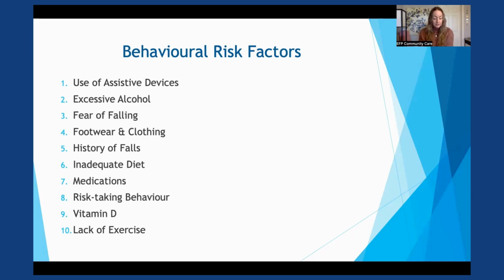Inadequate diet, or sorry, history of falls. So consider behavioral risk when one chooses not to seek out info or take action. So if you have a history of falls and you don't tell anyone, then it's going to be really hard to get the information and education that you need to help prevent future falls from happening, or maybe even medical attention. There could be a medical reason why you are falling.